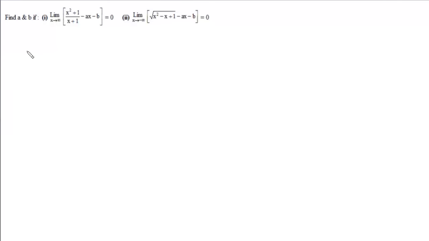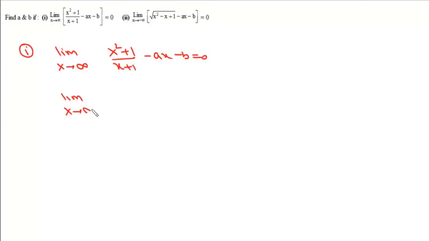Now here this first question is find the value of a and b if this limit x tends to infinite, (x square plus 1) upon (x plus 1) minus ax minus b is equal to 0. Now we can write this as limit x tends to infinite, this is x square plus 1 minus (ax plus b) into (x plus 1) upon x plus 1, and it should be 0.